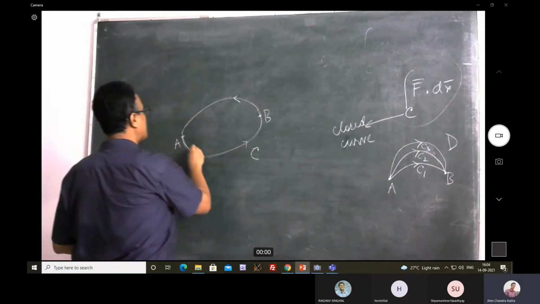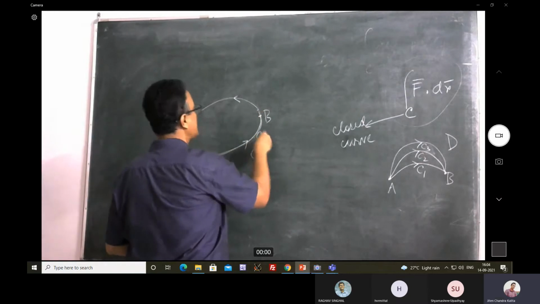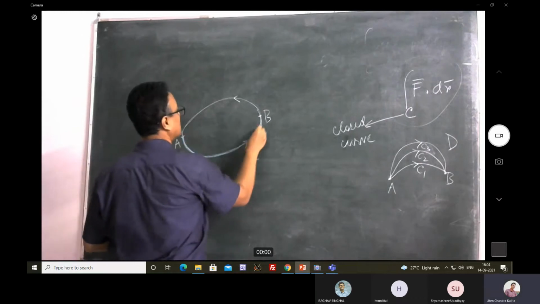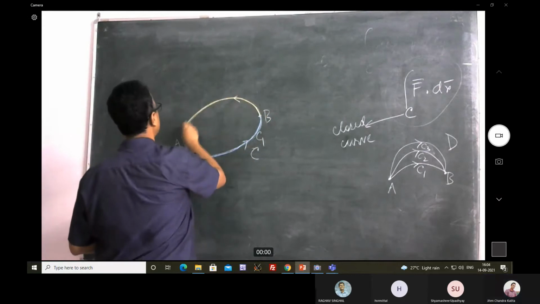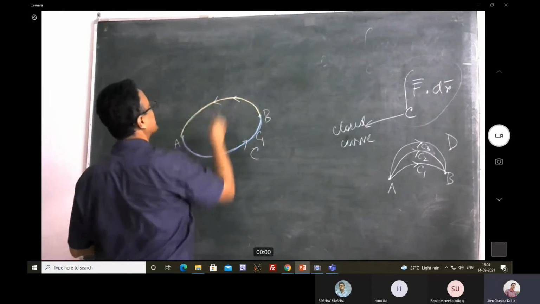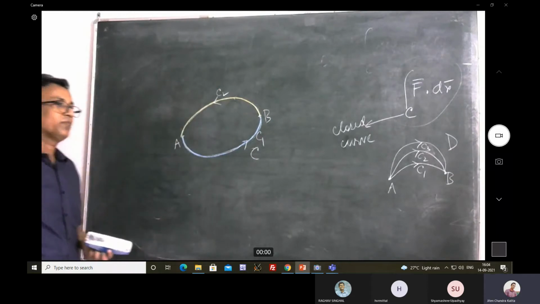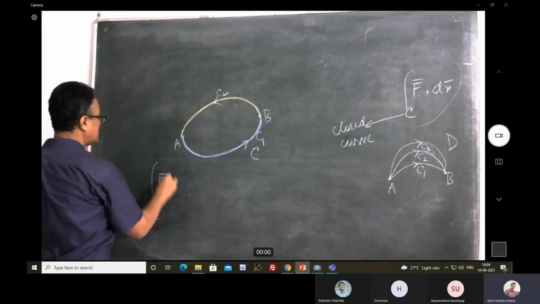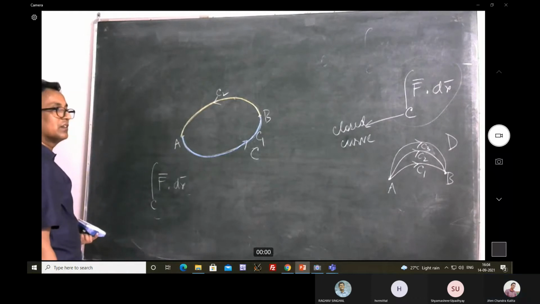So now, suppose the path from here to here, this is C1. Let me suppose this blue curve is C1, and the yellow curve, maintaining the same orientation, suppose this is C2. Fine. So far so good. So then I have been given that this is independent of the path. I have been given that.